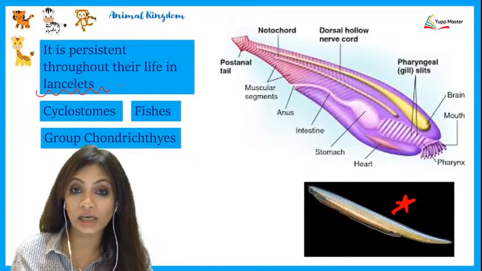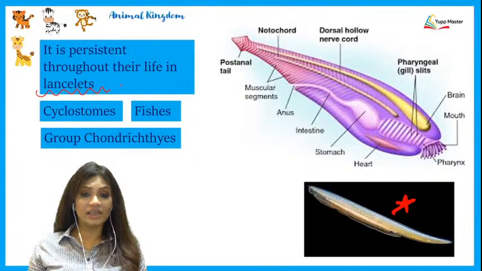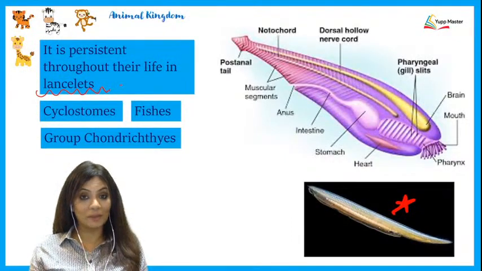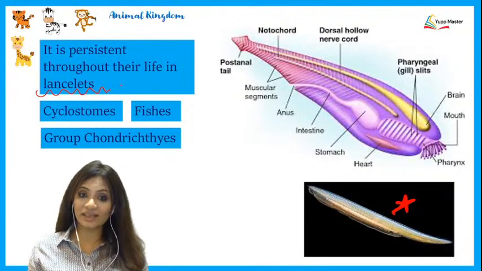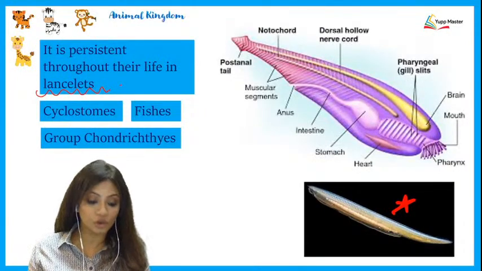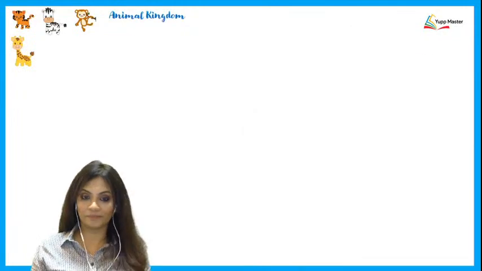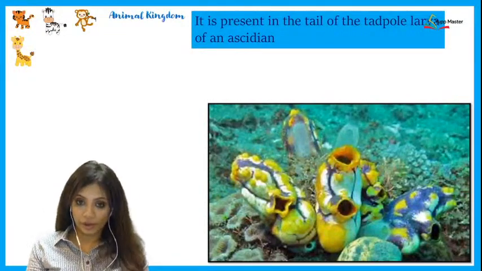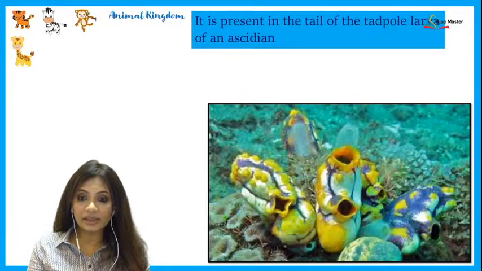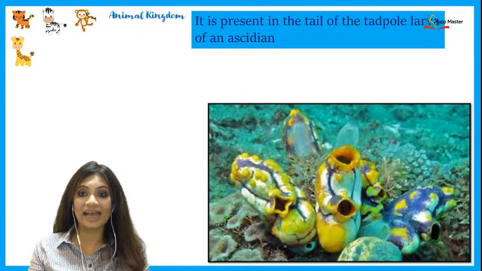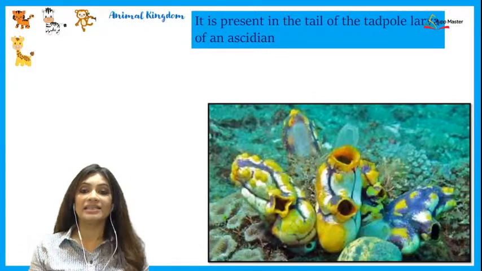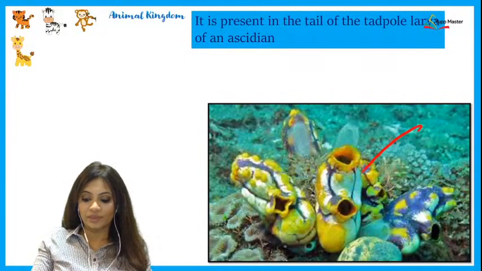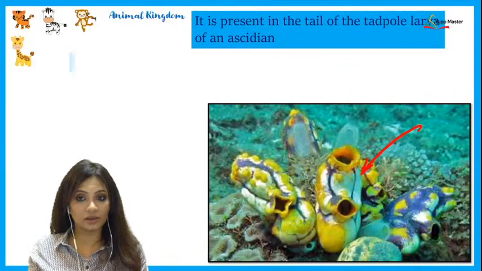In fishes like cartilaginous fishes, these are not going to be developing a vertebral column, otherwise they would become bony. So that's why we say that the notochord is going to remain persistently over there. Alright. Now we also see that the notochord is present in the tail of the tadpole larva of an ascidian. Now if you see this diagram here, this is the diagram of an ascidian.